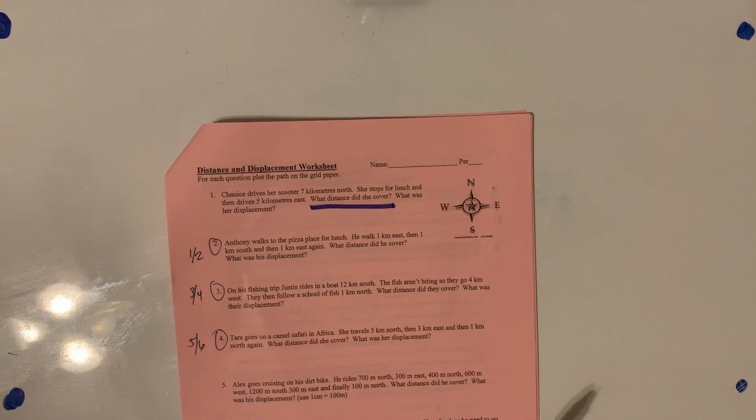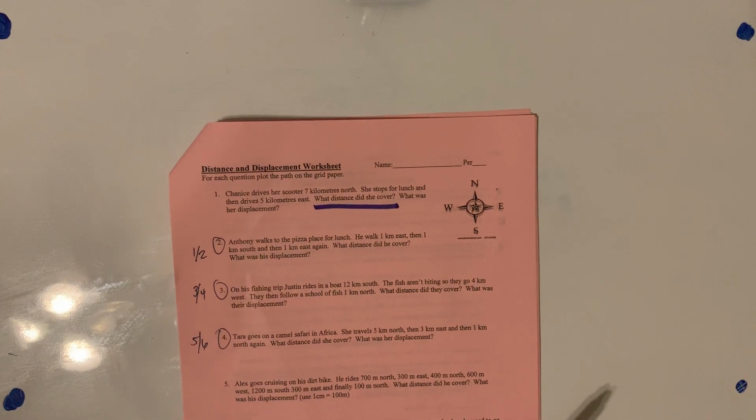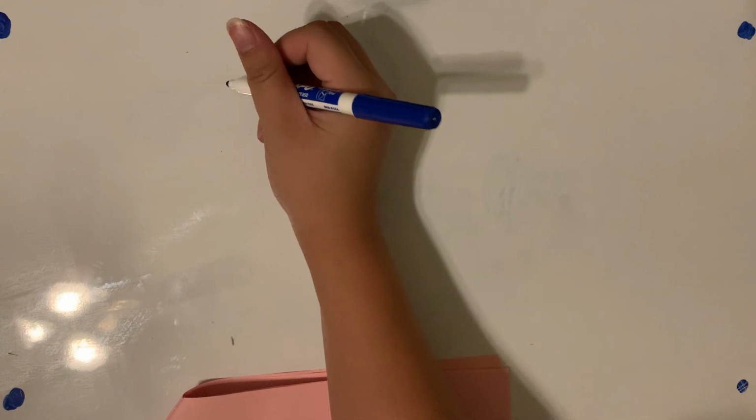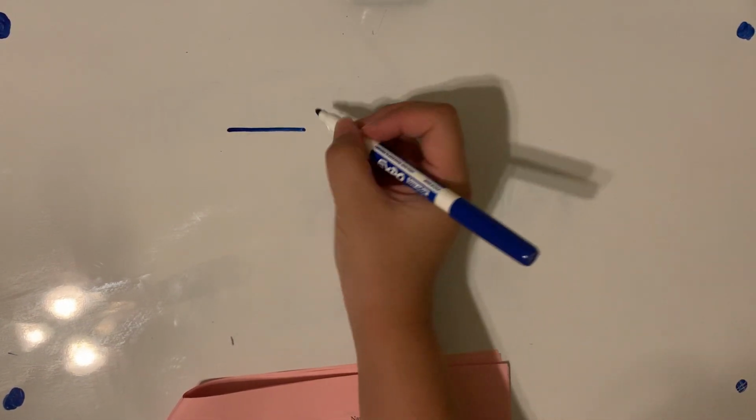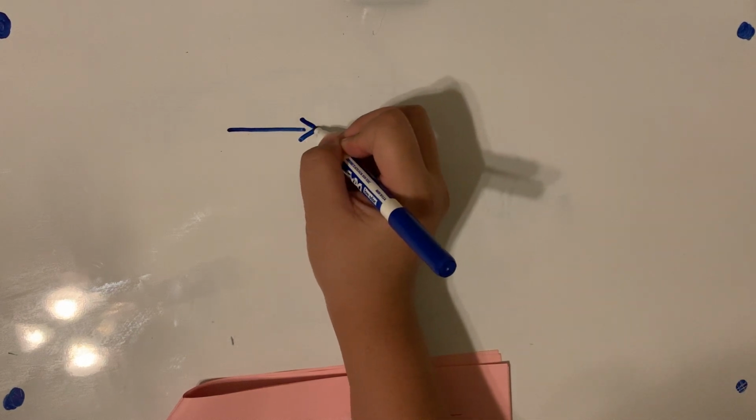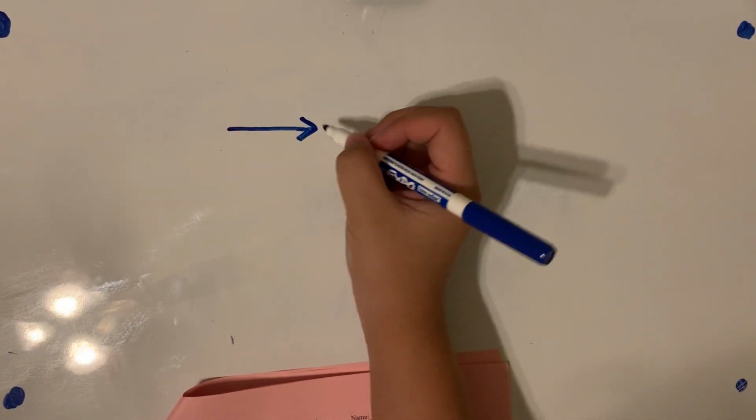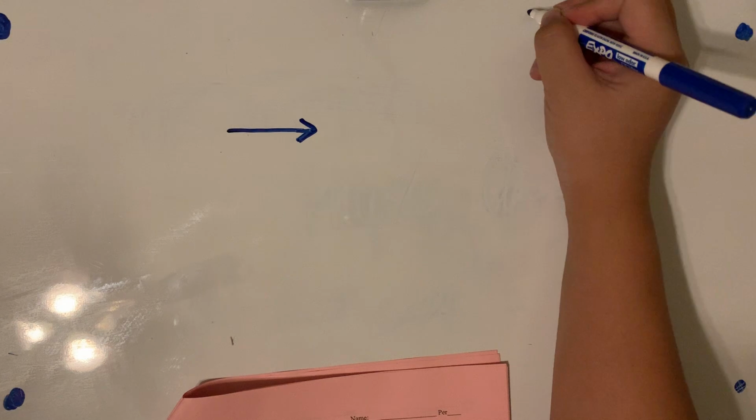So for any of these questions, I want you to definitely draw it. You have to draw it, okay? So let's start with one thing at a time, okay? He walked 1 kilometer east. Let me move this real quick. All right, so this is east. You're gonna draw, okay, your arrows, 1 kilometer east. Okay, you guys know, right?